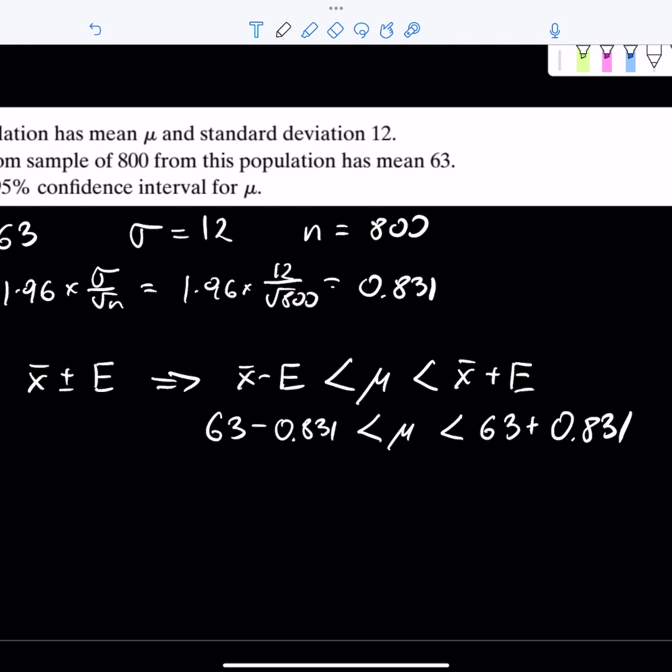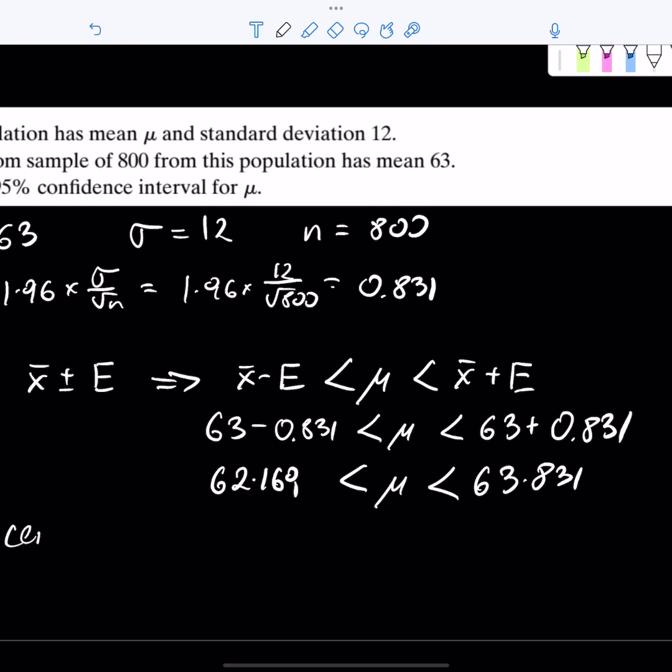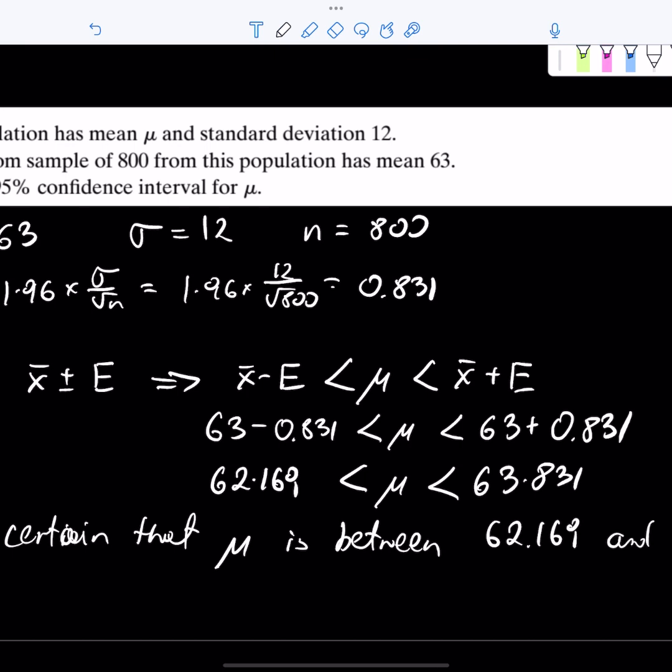In that case, 63 minus 0.831 is 62.169, which is less than the population mean, which is less than 63.831. So we have 95% certainty that the mean of the population is between 62.169 and 63.831. And that's the confidence interval for the population mean.